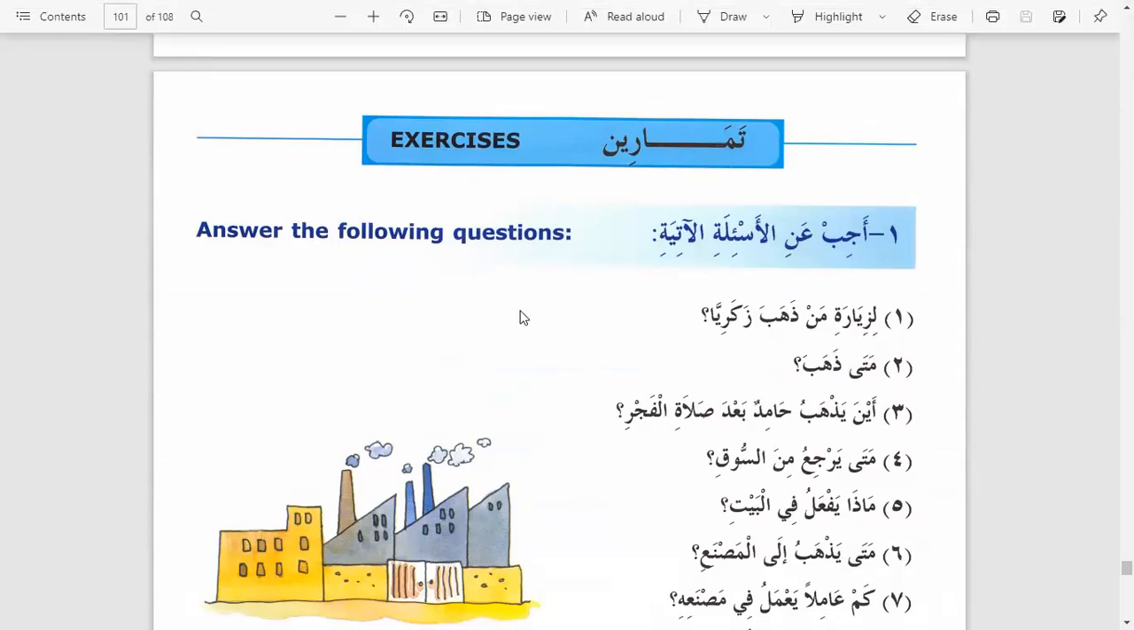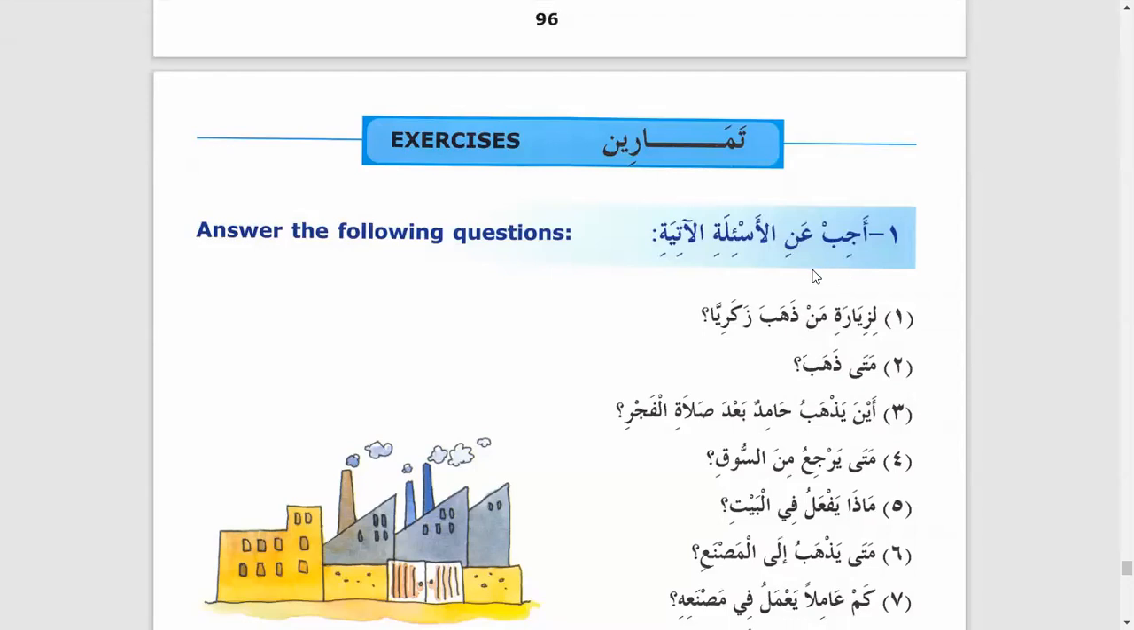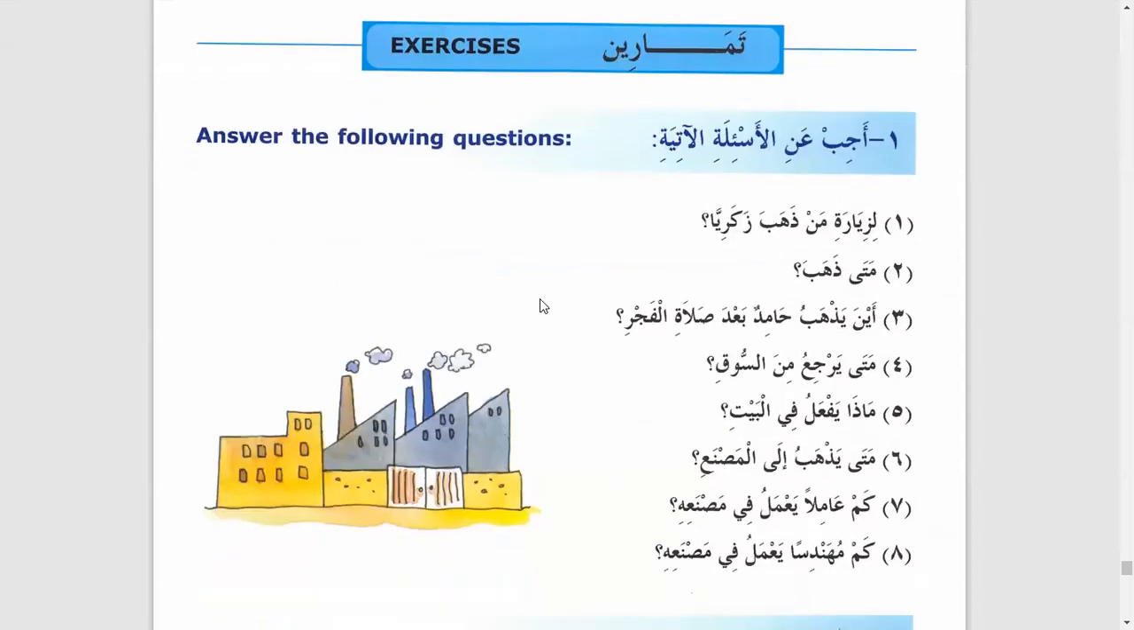Okay, so also one of the reasons this book is like a piece of cake is because we have everything here, so we cannot focus on the endings and we cannot learn a lot. So that's why the other book is good, but really the print was not good. So that's why we are using it for today. Ajib anil asilatil atiyati, answer the following questions. Okay, so please, I would like you to try to answer the questions.